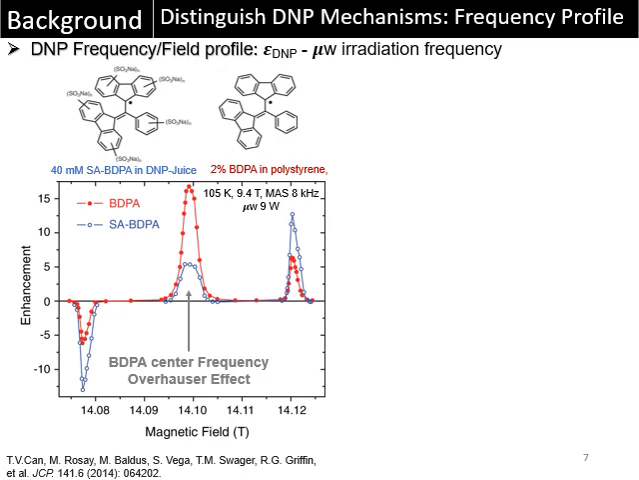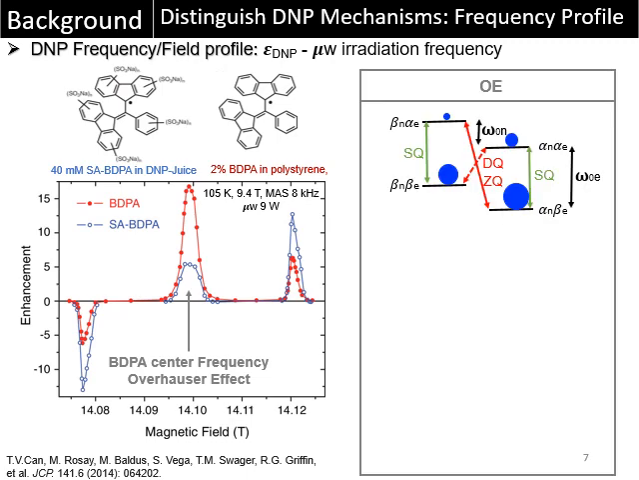Here's an example of a BDPA field profile observed in Professor Griffin's lab at MIT. They assigned the enhancement coming at the BDPA center frequency as the Overhauser effect. So how do they assign it? I'll use this energy diagram to explain.